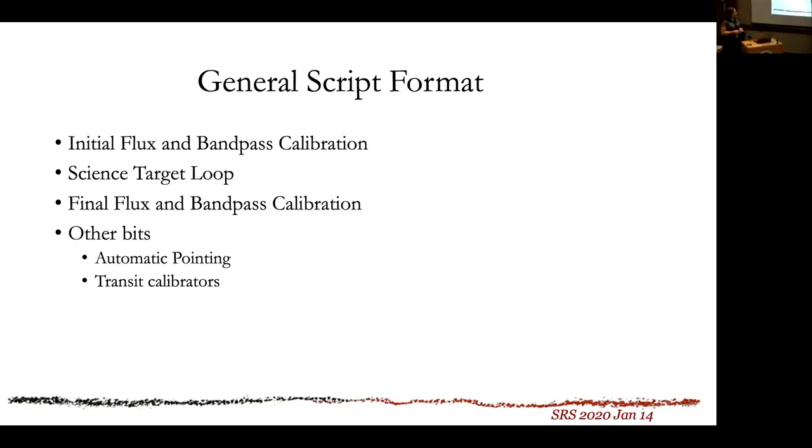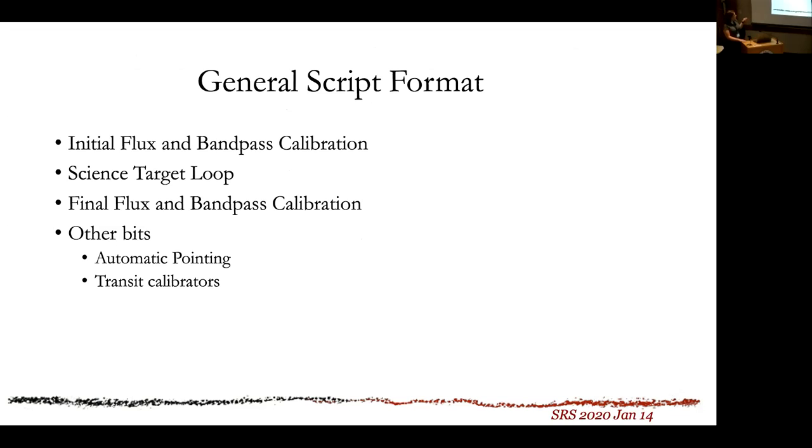So with the SMA, all of our scripts are in Perl. It's just the output from the script generator. For 90% of our observations, we have this general script format. You do an initial flux and bandpass calibrator, then it sets up your science loop, and then you do a final flux and bandpass calibration. Exceptions to this rule will be polarization tracks. Those are their own separate beast. And some of the mosaicing scripts will be slightly different as well.